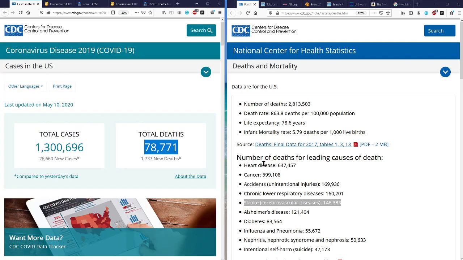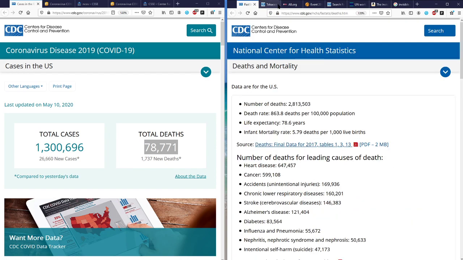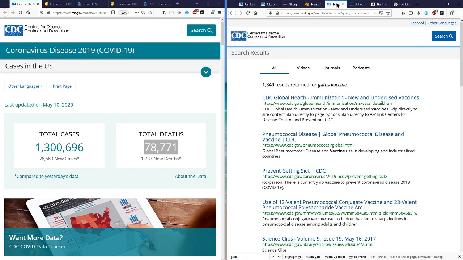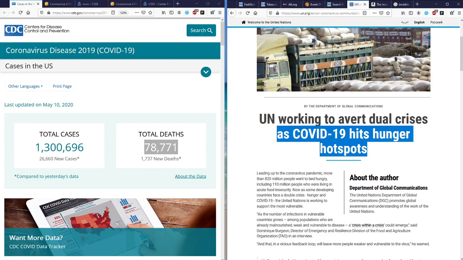Right now is the time to try to look at all these different ways to prevent people, and prevent hunger.